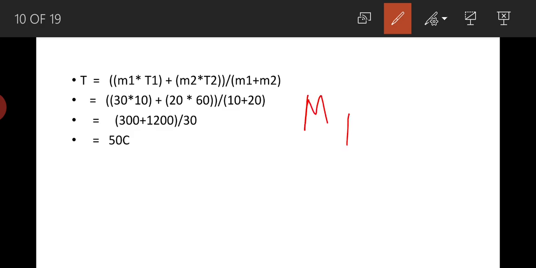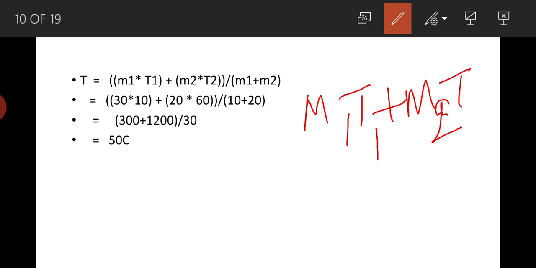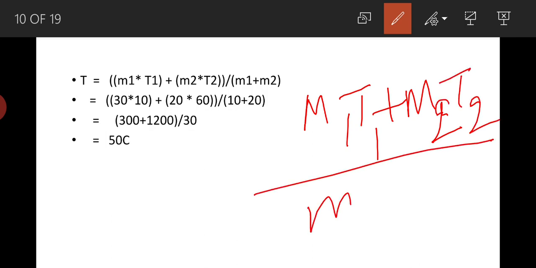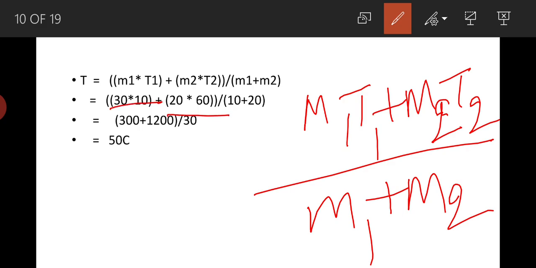m1t1 plus m2t2 divided by m1 plus m2. Here the mass of the cold water is 10 grams and its temperature is 30 degrees centigrade. So 30 into 10 plus the mass of the hot water, 20 grams, and its temperature is 60 degrees centigrade. So 20 into 60. 30 into 10 is 300, plus 20 into 60 is 1200, divided by m1 plus m2, 10 plus 20, that is 30.